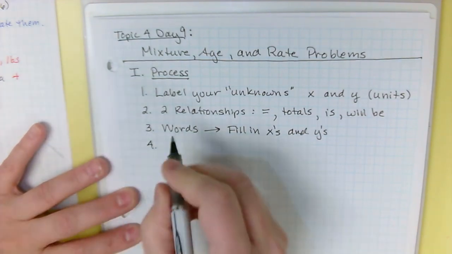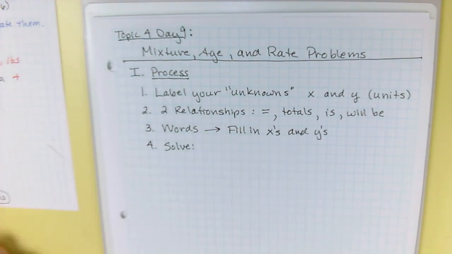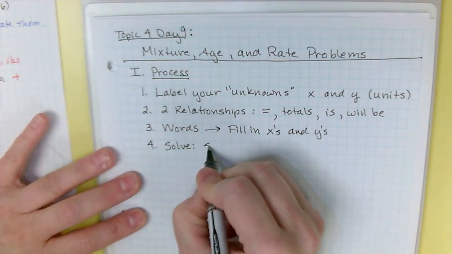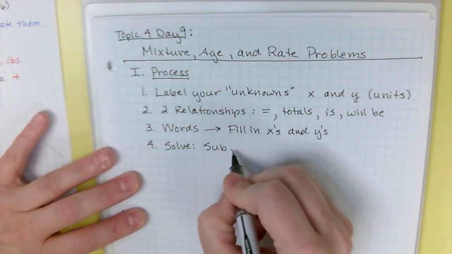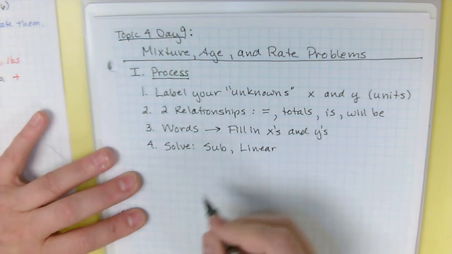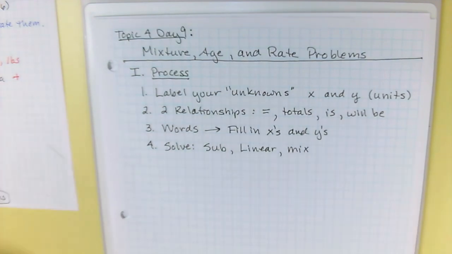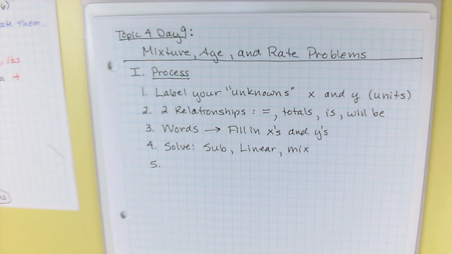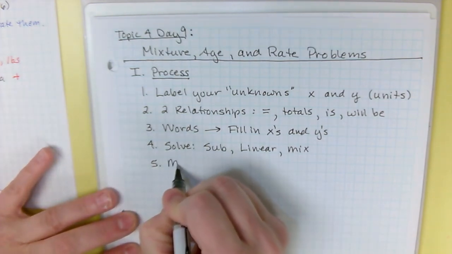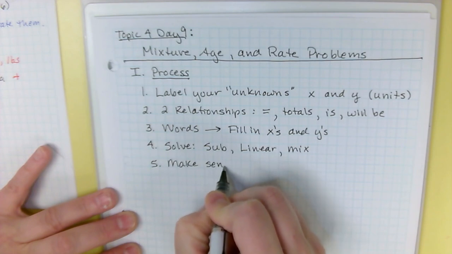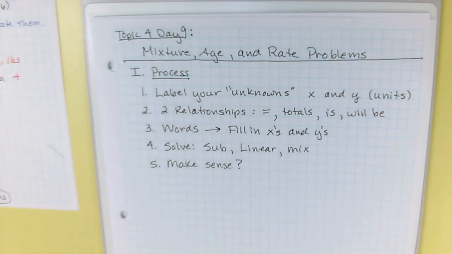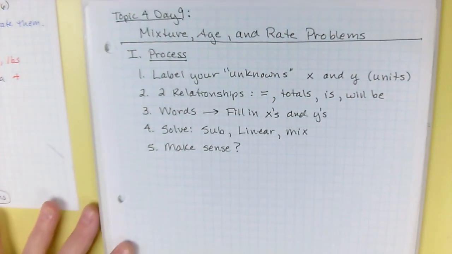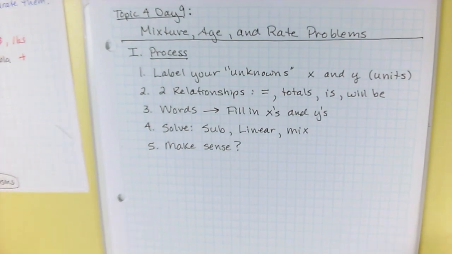And so your 4th step is always to solve those equations. And you can do substitution method, you can do linear combination method, or you can mix the 2. It's up to you what you decide to solve them with. And you pick the easiest one. The last thing you want to do when solving any story problem is ask yourself, do the answers make sense? Are they logical? Or reasonable? And that will give you an indication of whether or not your equations actually worked.